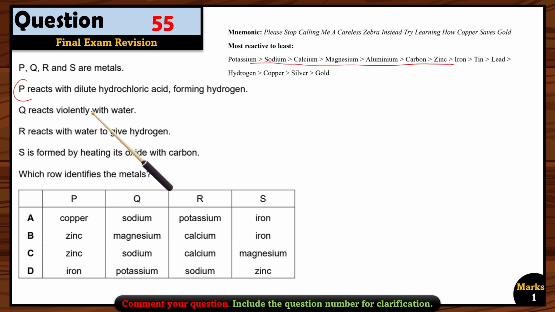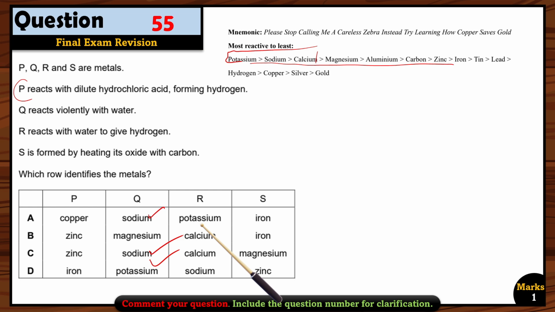Q reacts violently with water. The top metals actually react violently with water, that is potassium, sodium, and calcium. These are the only 3 metals that react violently with water. Magnesium doesn't react with water, it only reacts with steam. So it means Q should be potassium, sodium, or calcium. Can you see potassium, sodium, or calcium? Yes, we can see sodium and potassium here. So these 3 options can be the right one.